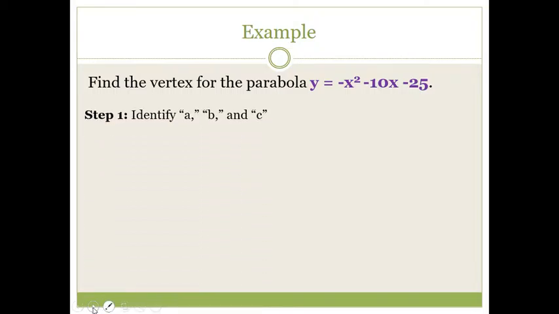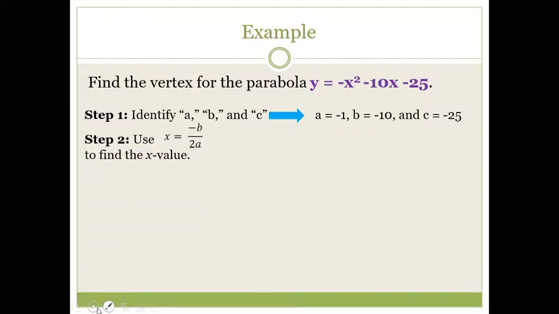So we can go ahead and identify our A, our B, and our C. So remember from the example earlier, when you don't see a number there, there's an implied 1. And we have a negative in front of this x squared, so the A term is -1. Our B, as we can see, is -10. And our C is -25. Always associate the sign to the left with the sign of that number.